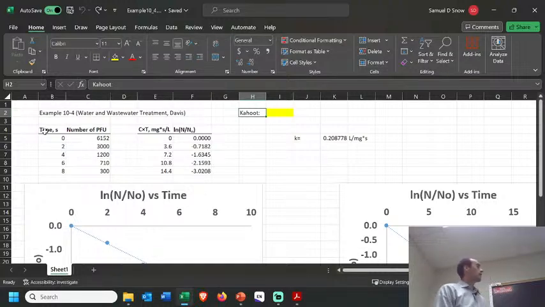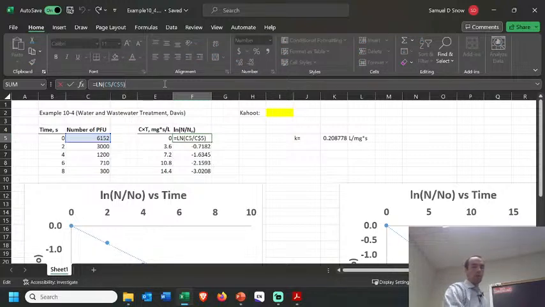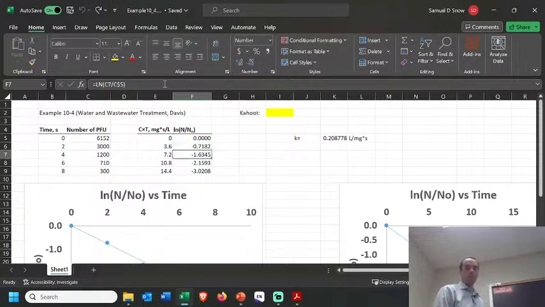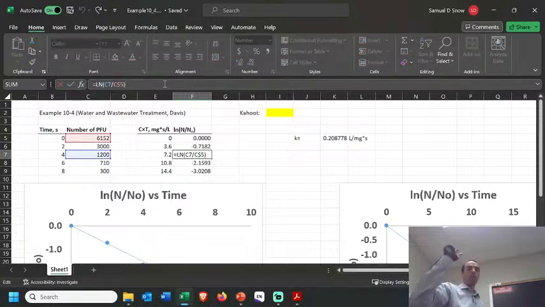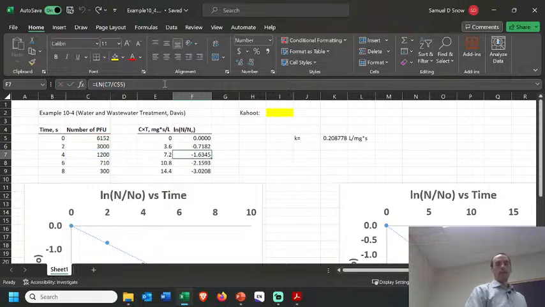So I put in the data here that we had from the problem. And then the next thing I did was I said, well, let's take the natural log of that data. So the natural log of where we're at in the current moment, divided by what we started with, right? So at time 0, it's just that 6,000 divided by 6,000. At time 4, it's this 1,200 divided by 6,000. So I froze one cell to just stay there, and then we carry that down, and we see that becomes negative as we go.